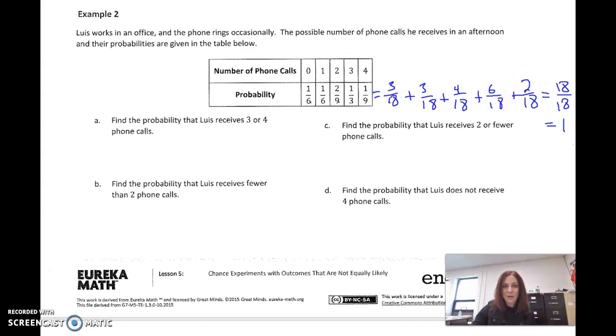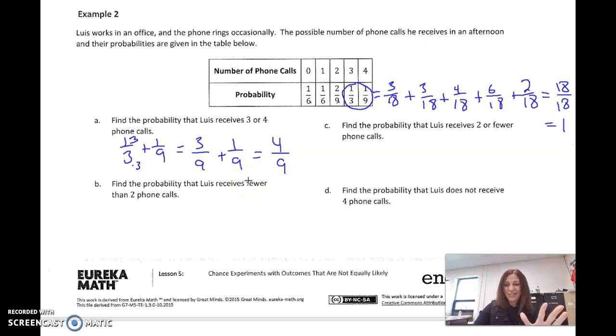Okay, so find the probability that Lewis receives 3 or 4. 1/3 plus 1/9. Now, we do have to have a common denominator, okay? So if I look at 3 and 9, they have a common denominator of 9. So 3 times 3 is 9, 1 times 3 is 3, so 3/9 plus 1/9 equals 4/9. You can divide that, but it's going to be some type of decimal. So again, we'll just leave it as 4/9. Don't worry about the decimal, okay?